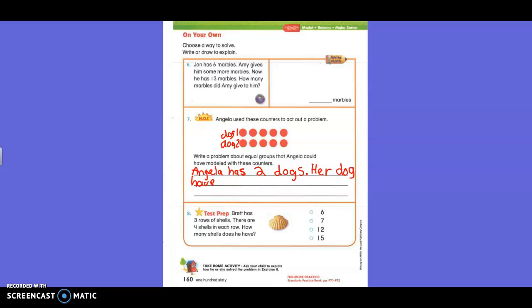Her dogs, let's say have 5 toys each. Her dogs have 5 toys each. I would have put each dog has 5 toys, but I already started a sentence, so that would probably sound better. Each dog has 5 toys.